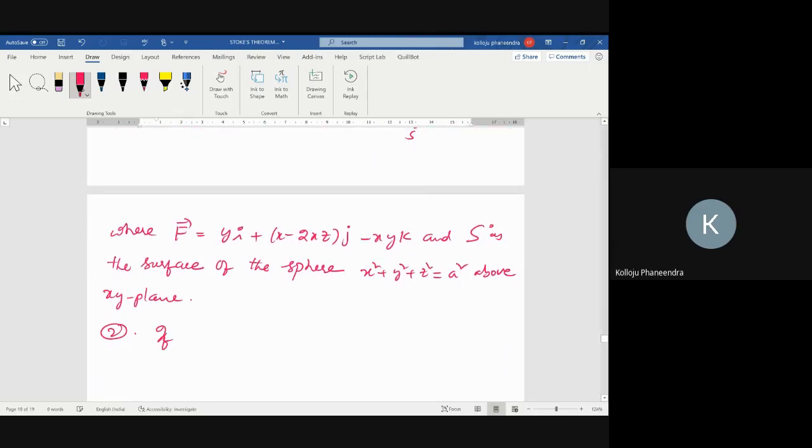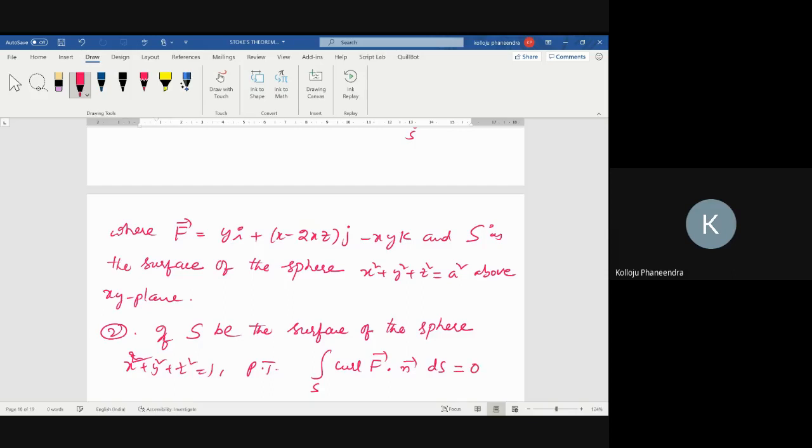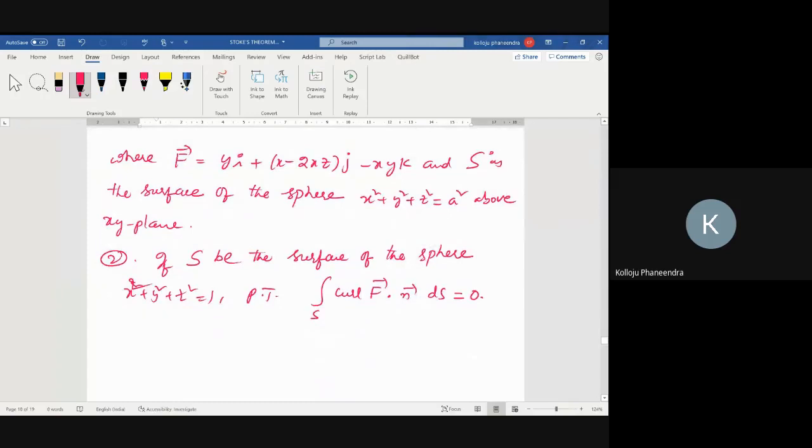Second one: if S is the surface of the sphere x square plus y square plus z square equal to 1, prove that the integral over S of curl F bar dot n bar dS equals 0.